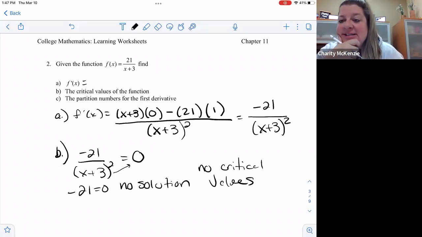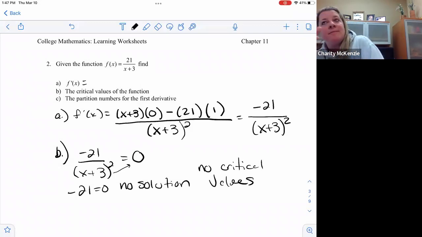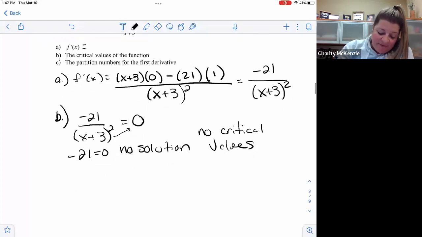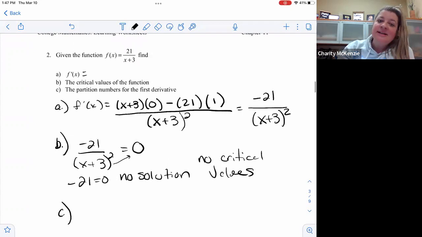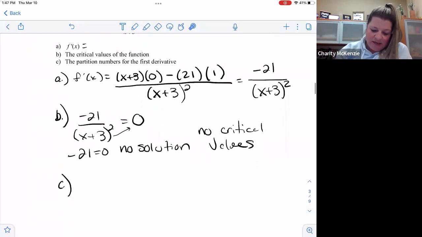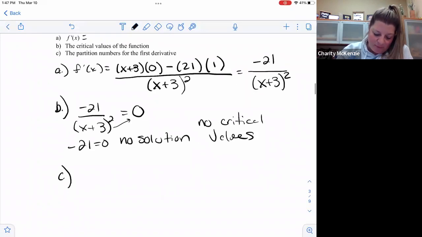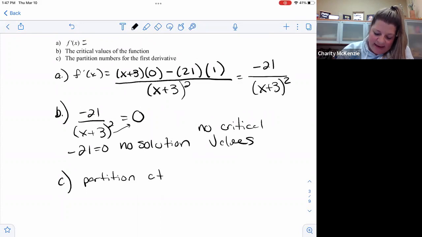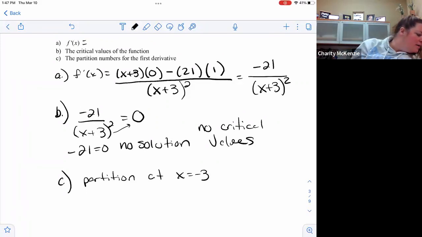Now, that doesn't mean that there's necessarily no points where I go from decreasing to increasing that I have to look at. I still have this partition number for part C, and that does come up with this one because we do have a place where the denominator equals 0. So think about your domain, right? Under a square root, can't have a negative. You have to look at anything in the denominator with an x. That's it, I think those are the only ones. So for C, can you see that you cannot have a negative 3? So I have a partition number at x equals negative 3. Okay, and that's it.